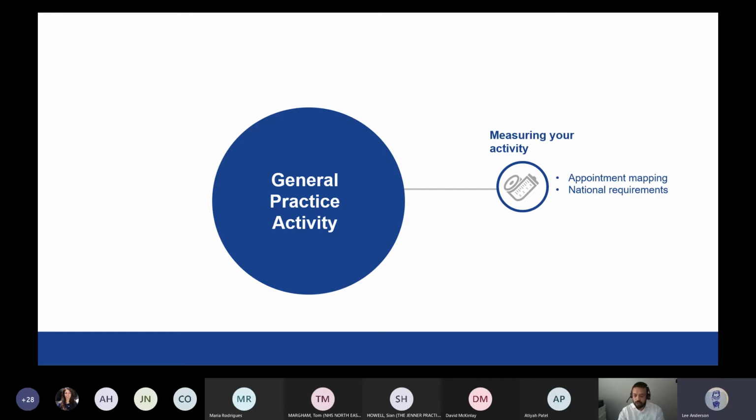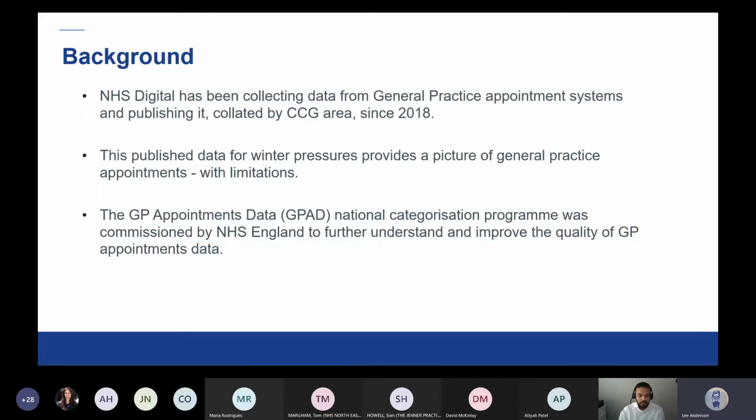As part of that work, we moved on to the national categories and the fact that we're now asking you to map your existing slot types. So if we go to the next slide, please. Thank you. Okay, so just to give you a bit of background.